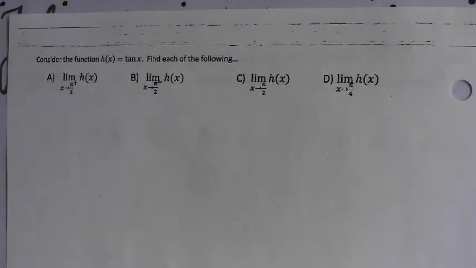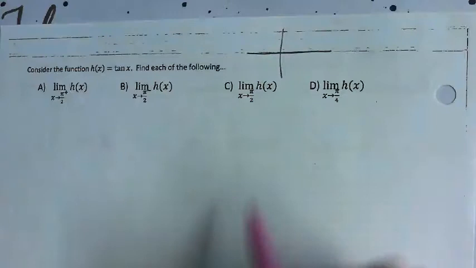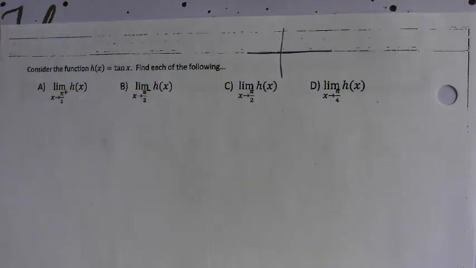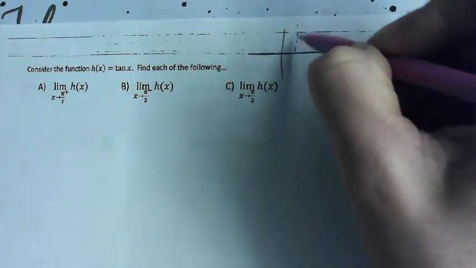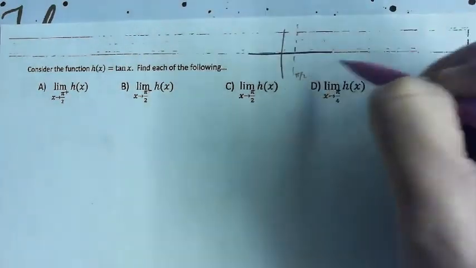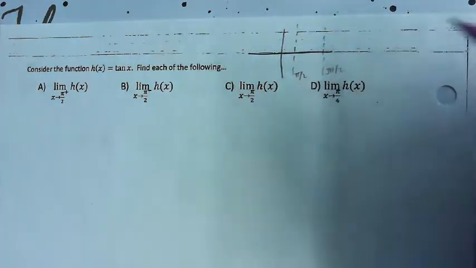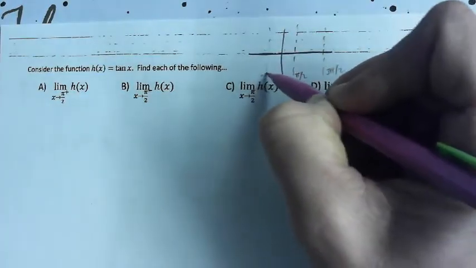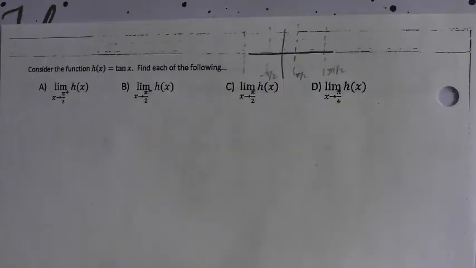Coming away from rationals. The tangent of x has lots of asymptotes, doesn't it? Remind us, where are the asymptotes for a trig tangent graph? Where is tangent undefined? Go ahead, Jalen. Pi over 2, 3 pi over 2, any odd pi over 2, right? Negative pi over 2. Yes? Okay.